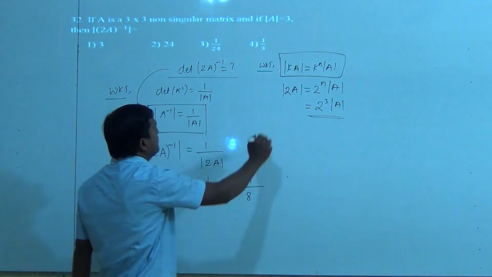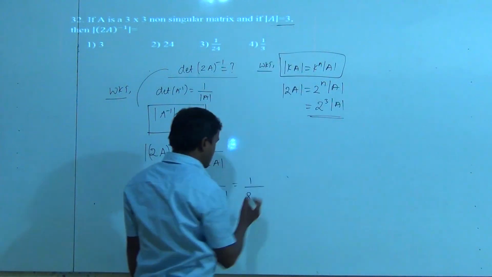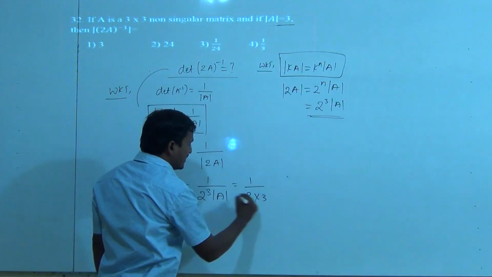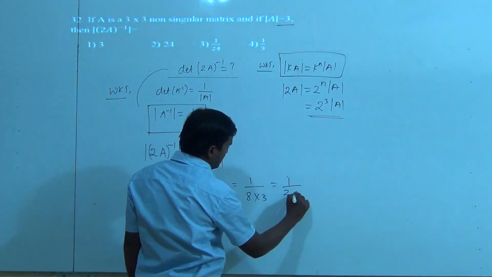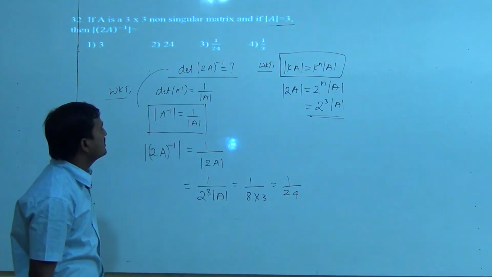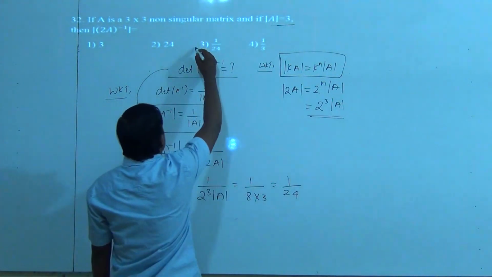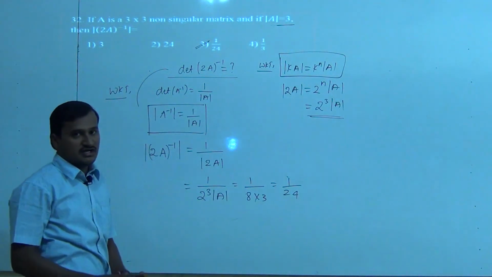They have given the determinant of A is 3, so here it is 3. So 1 divided by 24 here we got. Therefore, which option is the right one? Clearly the third option is the right one, right?